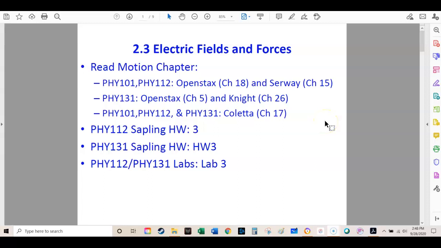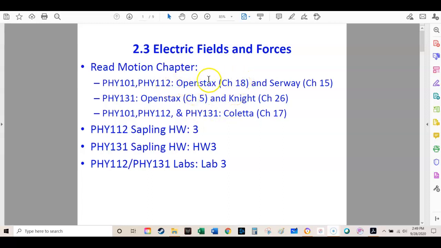Hello, this is Jim Corkins, and we're continuing on with 2.3, the application of electric fields and electric forces. It's a combination of everything that we've been doing up until this point, everything from 1.0 all the way to now. If you haven't done the reading, please do so. The chapters are listed here for whatever textbook that you have.